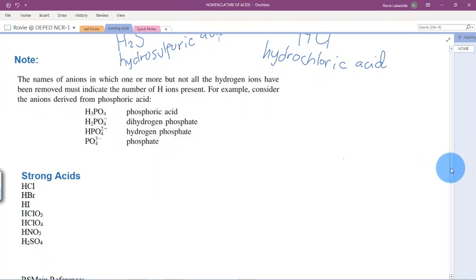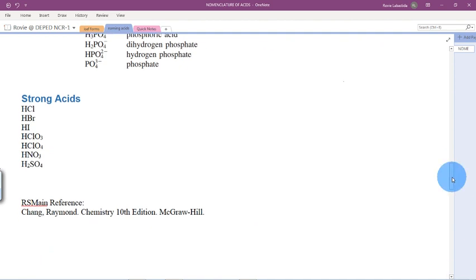Now, I would like to mention the strong acids. Why? Because, especially if you're working in a laboratory, you have to be careful in handling acids because they are corrosive, especially the strong acids. An acid is said to be strong if the dissociation is 100%, meaning the hydrogen ions are 100% separated from the chloride ions. So these are the strong acids that I would like you to take note of.